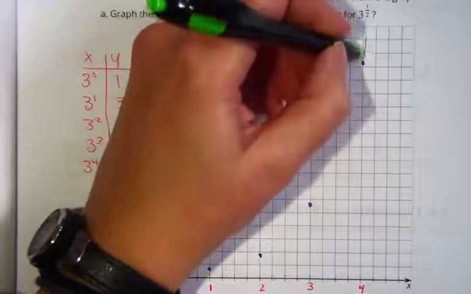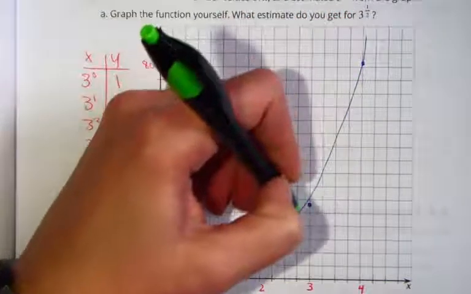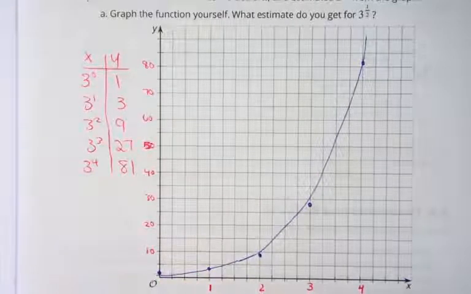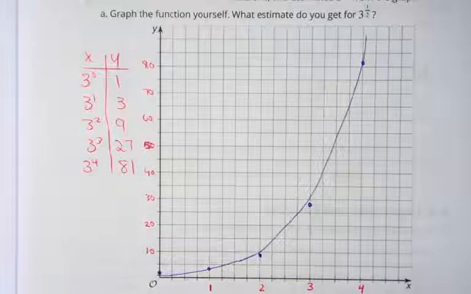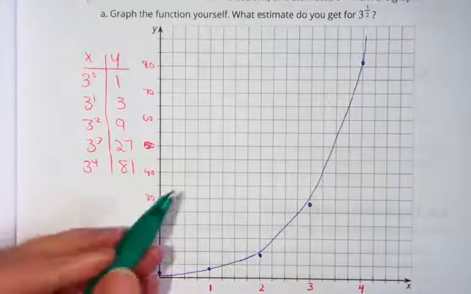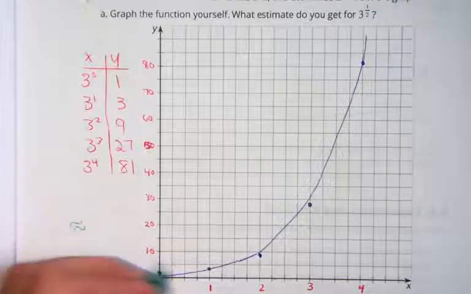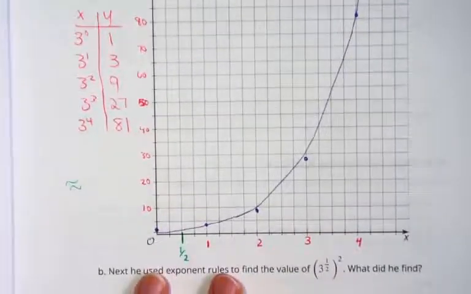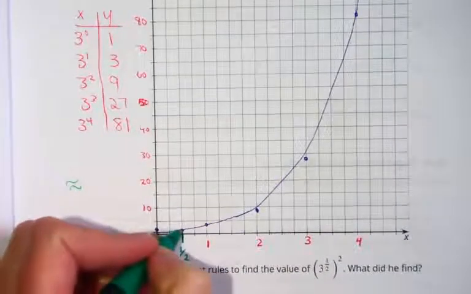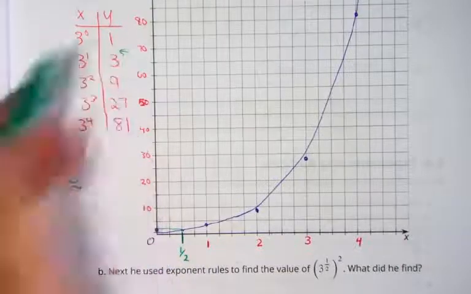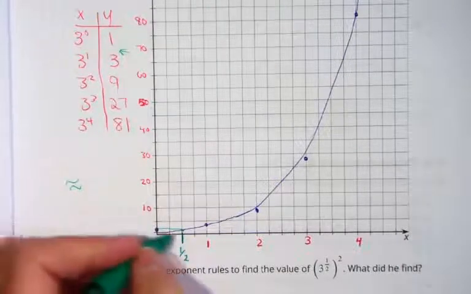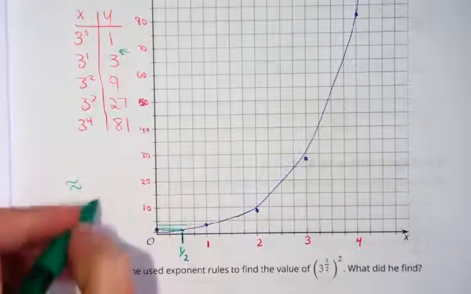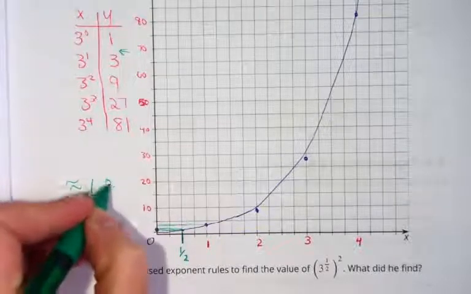Sketching a graph can again help us estimate. And now if I'm looking for 3 to the 1/2 power, I'm looking here because that's where our 1/2 value is. I'm estimating it right here. It's somewhere between 1 and 3. It looks a lot closer to the 1 than it does up here to the 3. So I'm going to guess it's probably at like 1.8-ish. I don't really quite know.